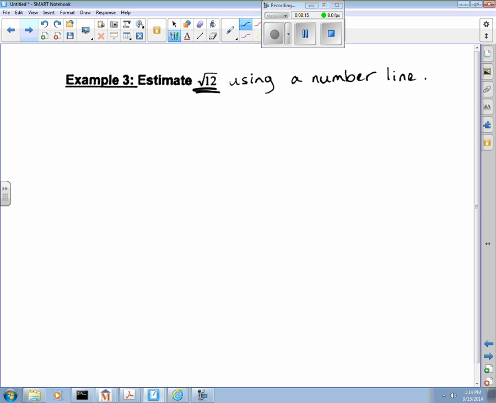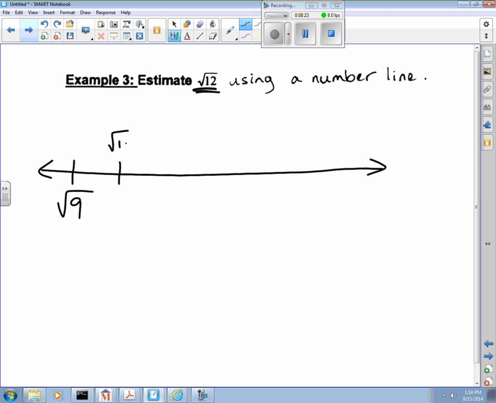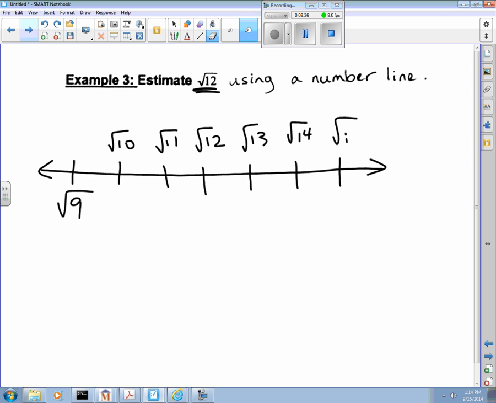Well, we know that 12 is somewhere between the square roots of 9, and then that would be the square root of 10. That'd be the square root of 11. There's what I'm looking for, the square root of 12. This is the square root of 13. This is the square root of 14. This is the square root of 15. Oops. This is me making my picture bigger because I didn't draw far enough. And this right here is the square root of 16.